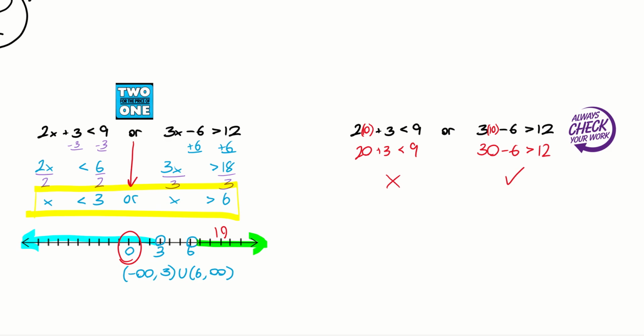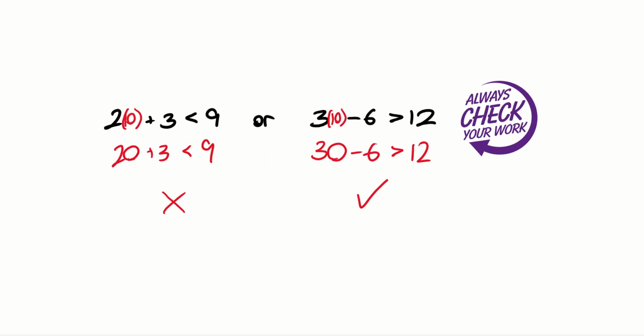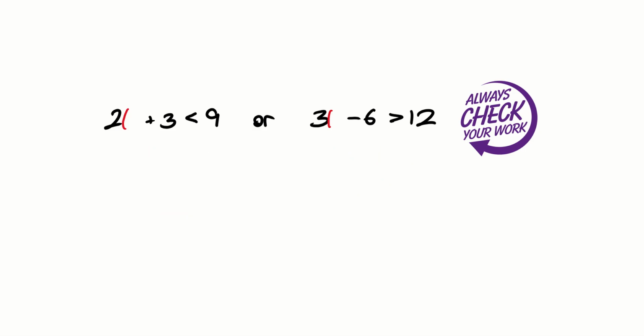Now, one more thing, any number between 3 and 6 shouldn't work. All right, let's test that theory. Let's test 5, which we know is between 3 and 6. You might see where I'm going with this. It shouldn't work in either of them. Let's just see if it doesn't work in either of them. Let's put a 5 here. Let's put a 5 here.